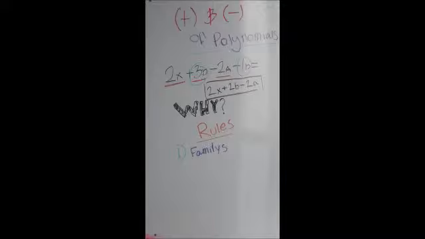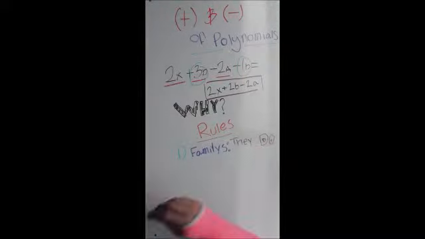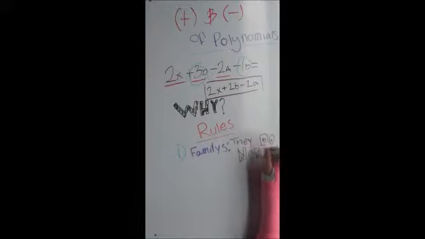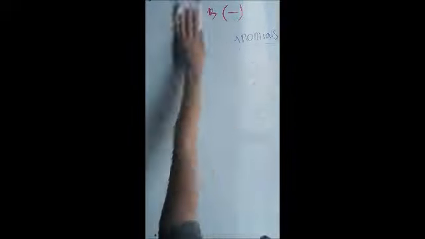This rule is about families. X is a family, B is a family, and A is a family. Families do not mix, ever. The reason we got this answer is because B is the only common family in the equation. The A's, X's, and B's cannot mix with each other because they are not in the same family.